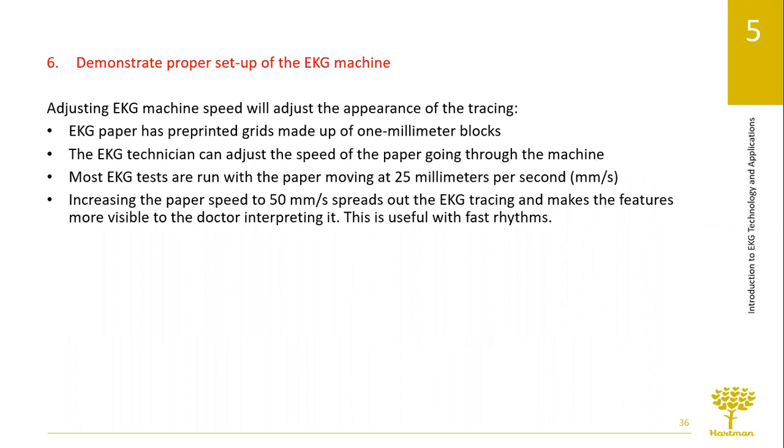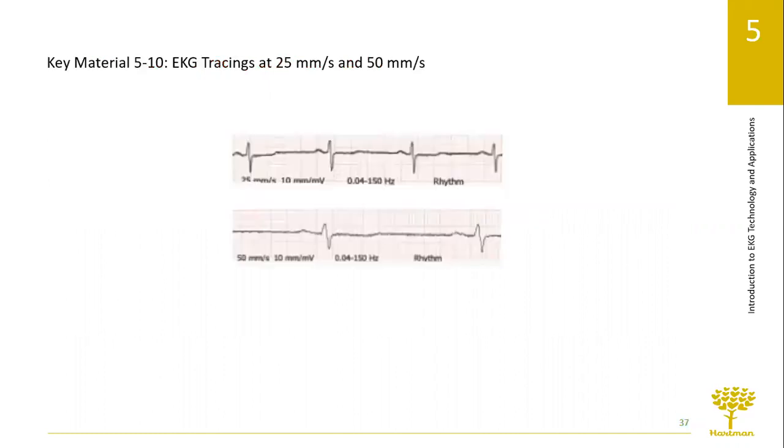That EKG paper is basically grid paper. Every little block is a 1 millimeter block, and up and down on the grid paper is millivolts, and left and right is seconds. So you're looking at time going from left to right, and it's millimeters per second, sorry. And then you're looking at voltage going up and down.